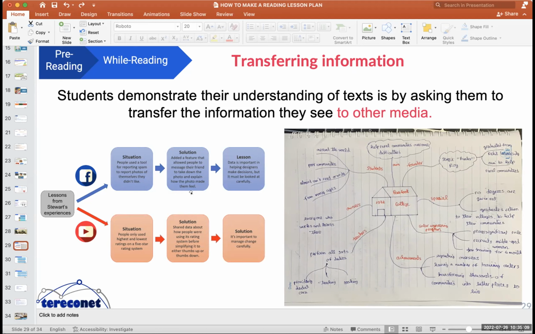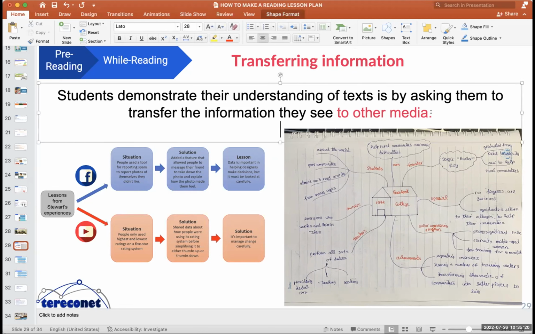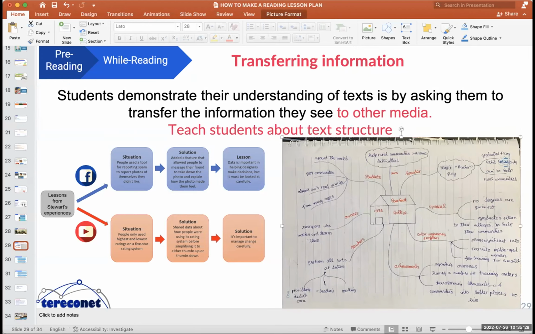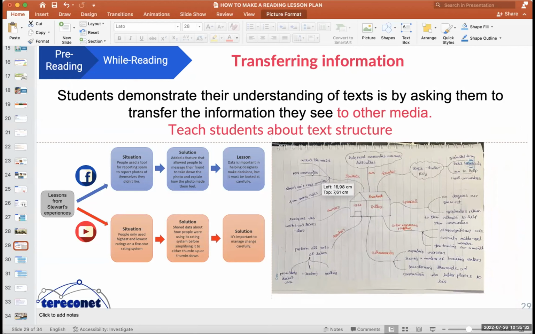Well, for academic text, something we can teach them is called text structure. Teach students about text structures. So has anyone heard of this before? Text structure.